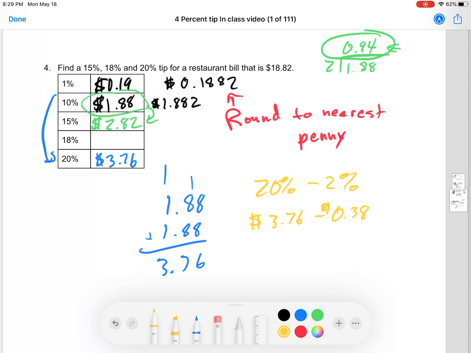Just like I was doing before, kind of in that mental math stuff, I'm going to subtract 40 cents and then add back 2. So when I subtract 40 cents, I have $3.36, but then I'm going to add back 2 to get 38. Okay. All right. There's all those examples.